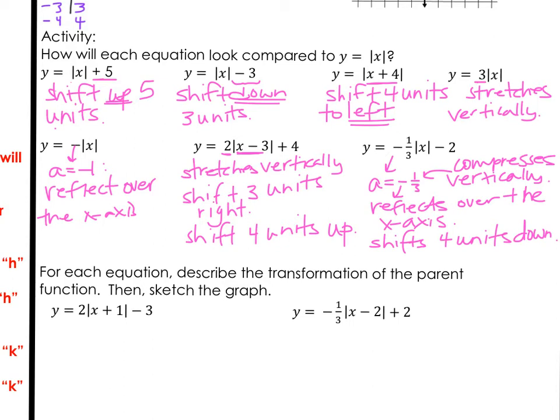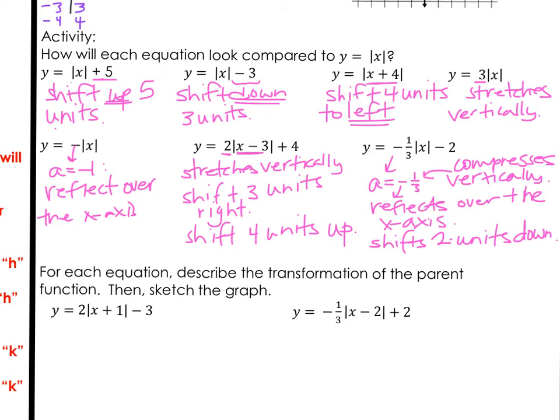Nothing's happening on the inside, so we're not shifting left or right. That minus 2 at the end, though, is going to allow our graph to shift down, not 4 units. Where am I getting these numbers from, you guys? All right, we're going to shift down 2 units because it's minus 2.